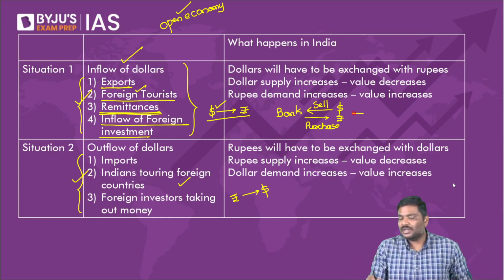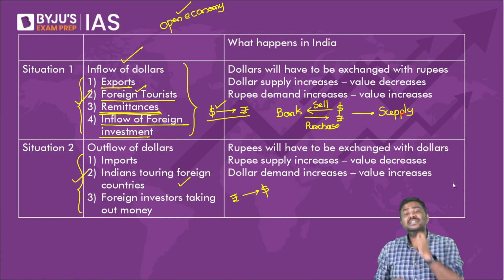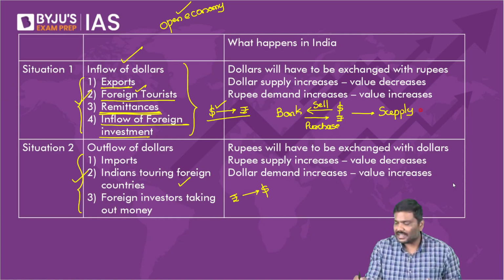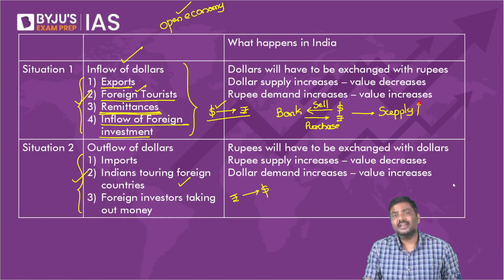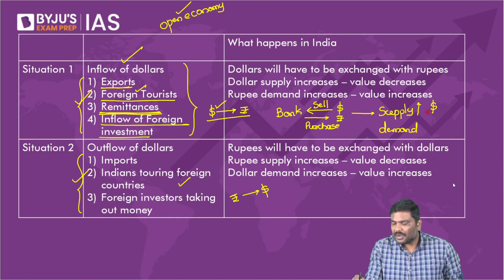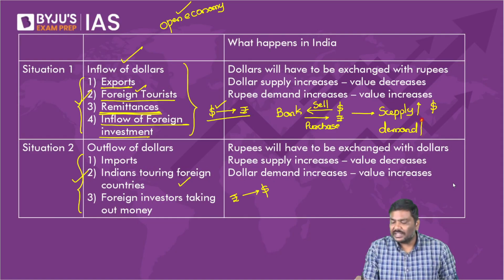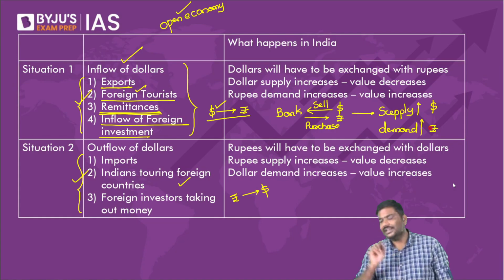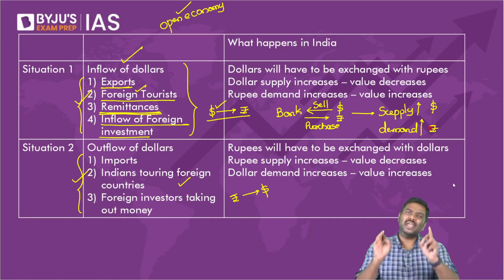Now when you sell the dollars to the bank, what will happen to supply of dollars in the market? Tell me now. Can I say dollar supply will increase? And what will happen to demand for rupees in the market? Supply of dollar will increase. Demand for rupee will also start increasing.